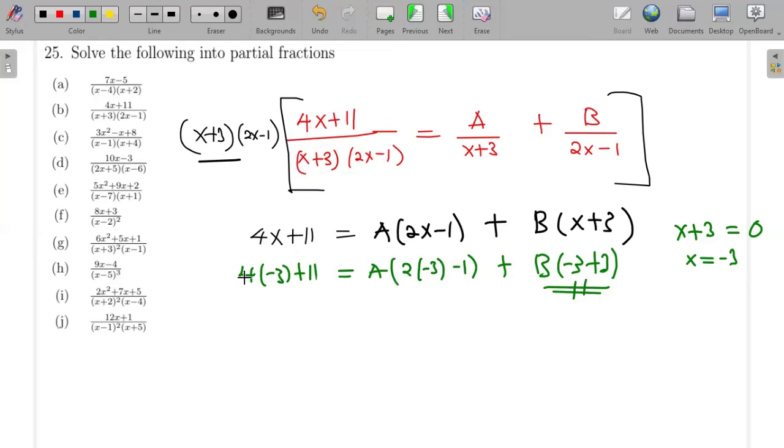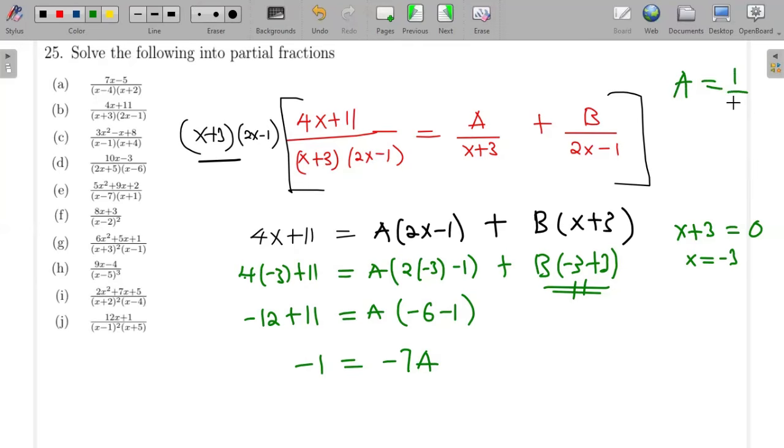So what I remain with is 4 multiplied by minus 3, minus 12, plus 11 is equal to, here I have a, and then inside, 2 multiplied by minus 3, that will be minus 6 minus 1. So meaning that here I'm going to get minus 1 is equal to minus 7a. Divide both sides by minus 7, I get my a to be equal to 1 over 7. All right, I found the value of a.